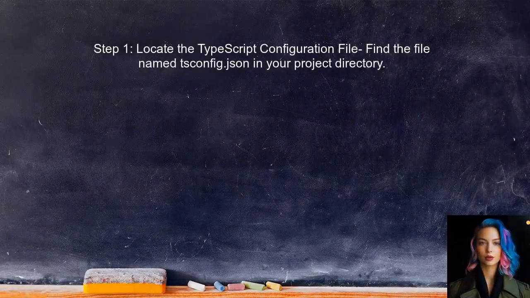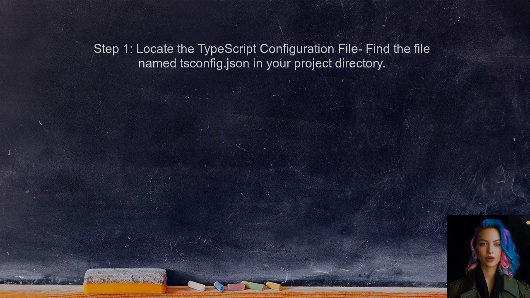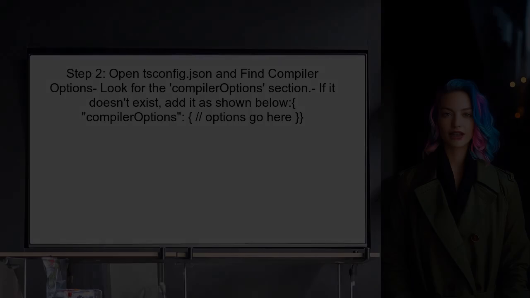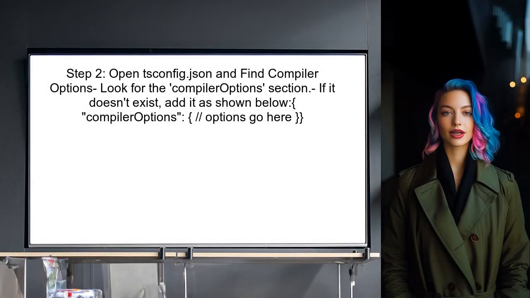To change the unreachable code detection from an error to a warning in TypeScript, the user first needs to locate the TypeScript configuration file, which is typically named tsconfig.json. Next, the user should open the tsconfig.json file and look for the compiler options section. If it doesn't exist, they can create it.